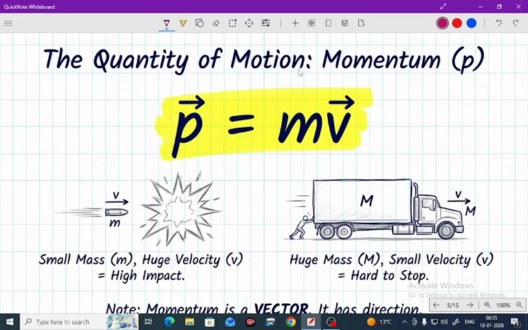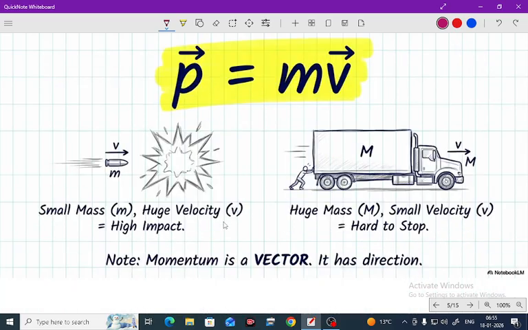The quantity of motion, momentum, is mv, and you know that momentum is a vector quantity. A small mass m with huge velocity v gives high impact. The mass is small but the velocity is huge, so the impact will be high. Huge mass m with small velocity is hard to stop. Note, momentum is a vector, it has direction also.